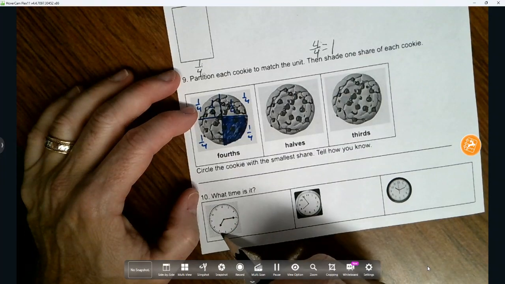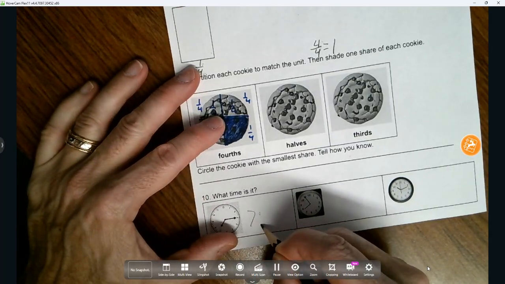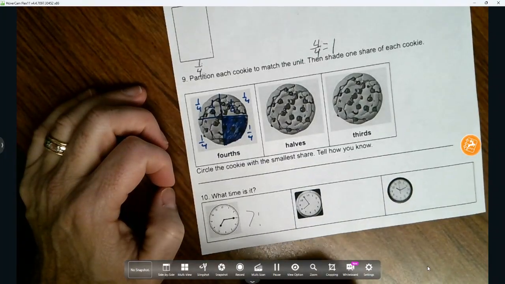My hour hand here, there's 6, there's 7, there's 8. It's between 7 and 8. So that means it's 7 something. I'm not helping with that. You got to count by 5s. It's pointing right at a number. Count by 5s and see what you end on for there.